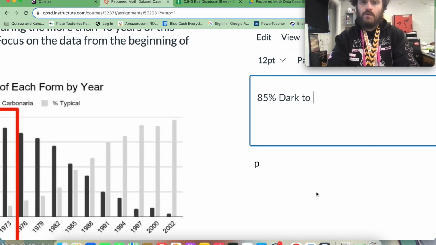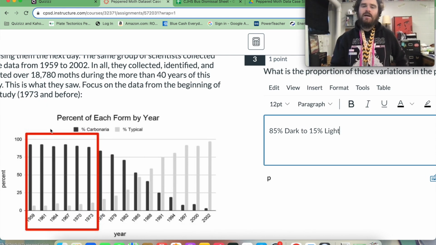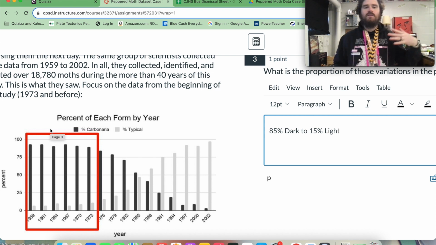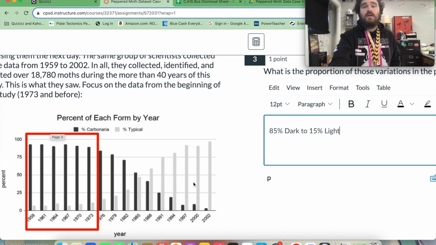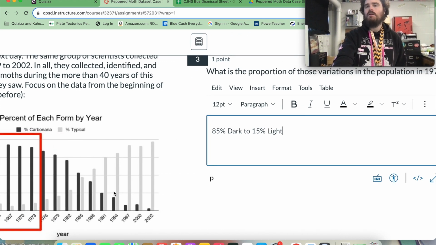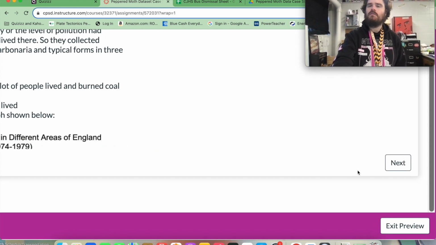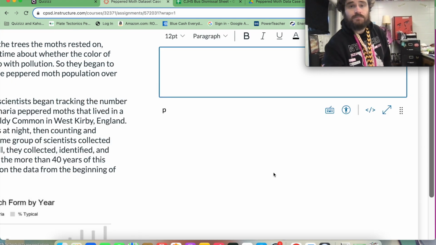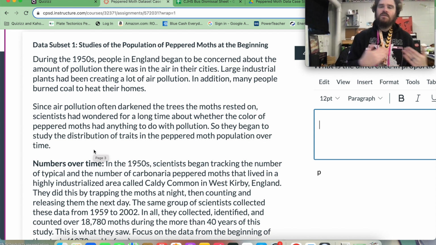I think y'all's math is okay. It'll be 15% light. So in 1973, as you can see by this graph, they found that 85% of the moths were dark that year, 15% were light that year. And as you can see by the graph, as you keep going, that starts to change. Let's find out why. But right now, if you had to guess, which one do y'all think would be best adapted for the environment? Let's find out. So we got the difference in proportions in the different years.